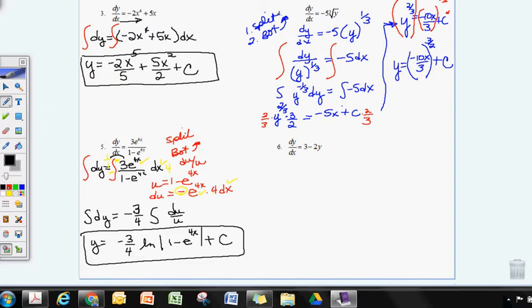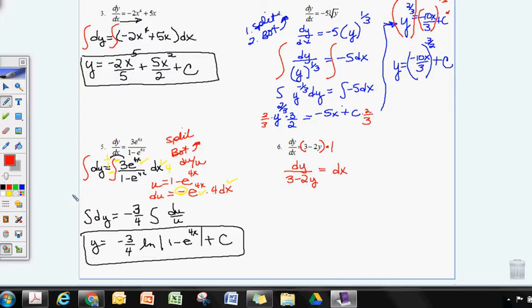Okay, so let's take a look at this last one. This has a y hooked onto it. This has the x. And you don't add and subtract these y's. So I have got to think of this whole thing as being times 1. So I can rewrite this as dy being divided by 3 minus 2y, and it's going to equal dx.